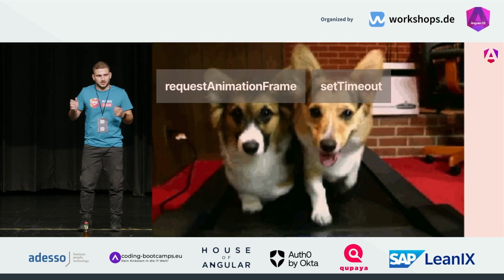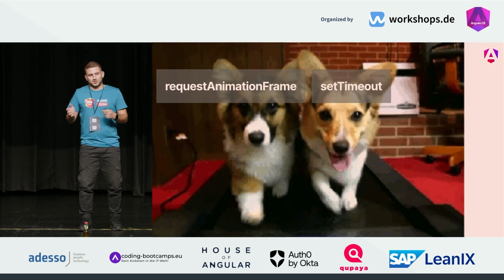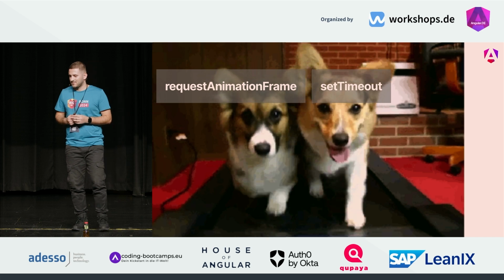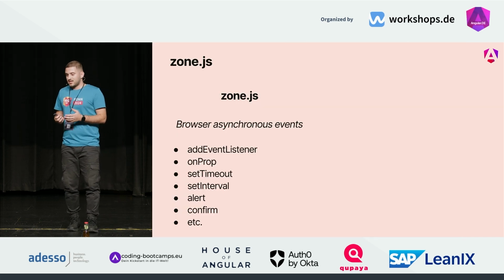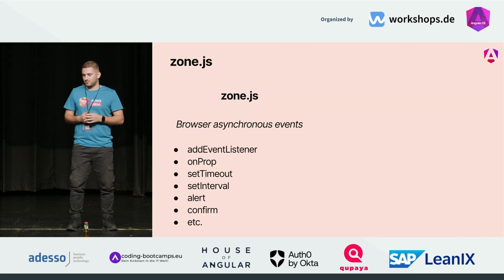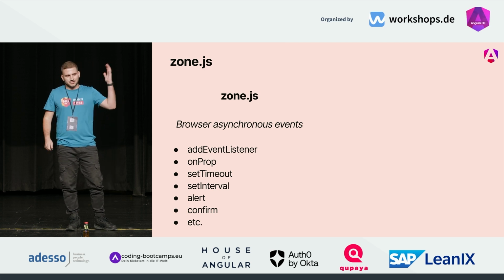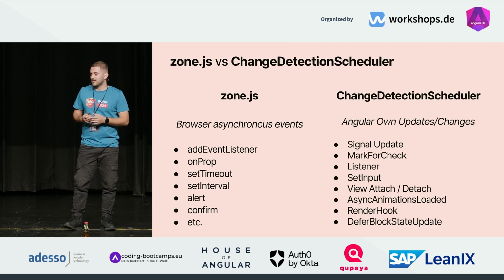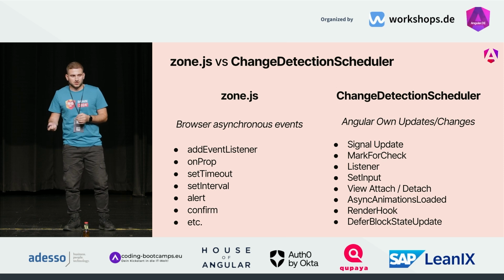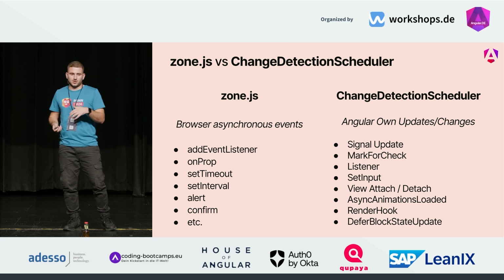So it looks something like this. They run, and which one wins, that's what we use. So with Zone.js, we had browser asynchronous events, which were triggering change detection. Advanced listener, onProp, already explained that. And then with change detection scheduler, we have Angular's own, let's say, changes or updates.